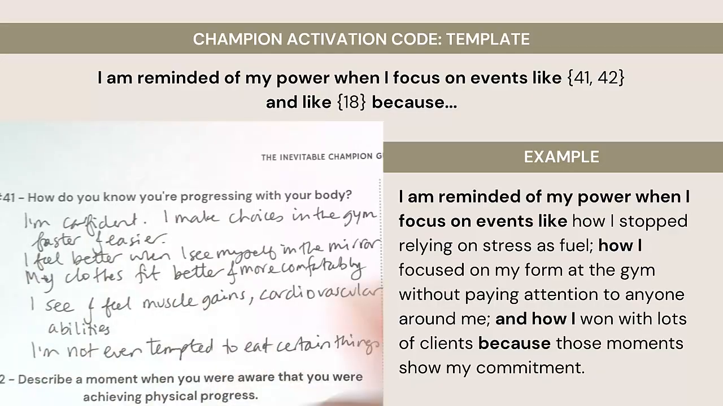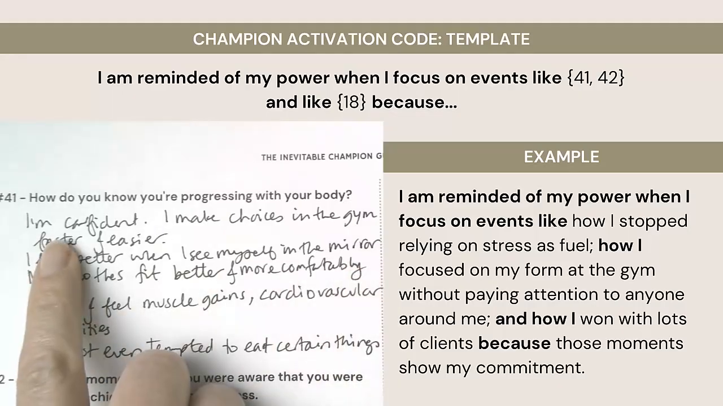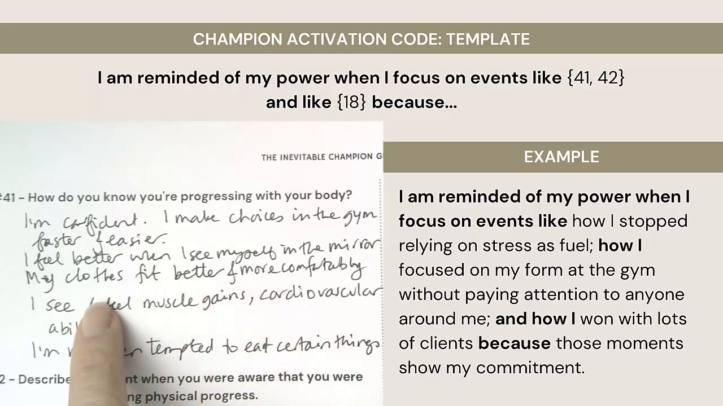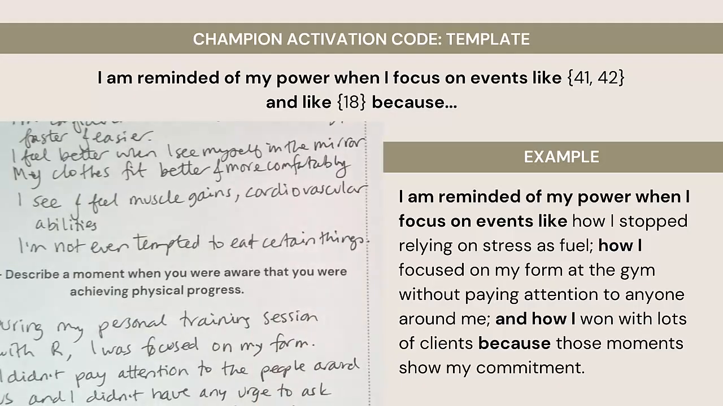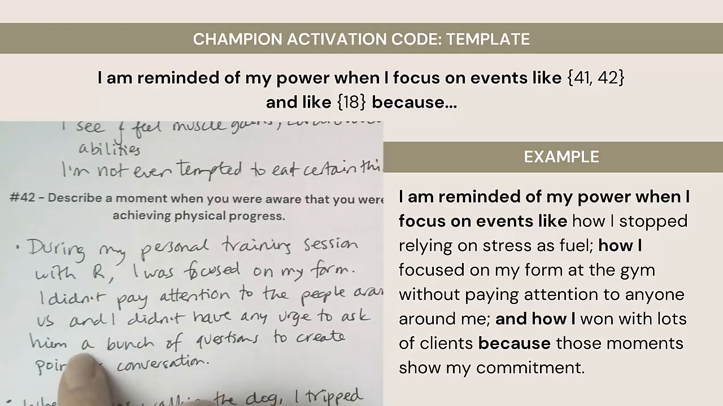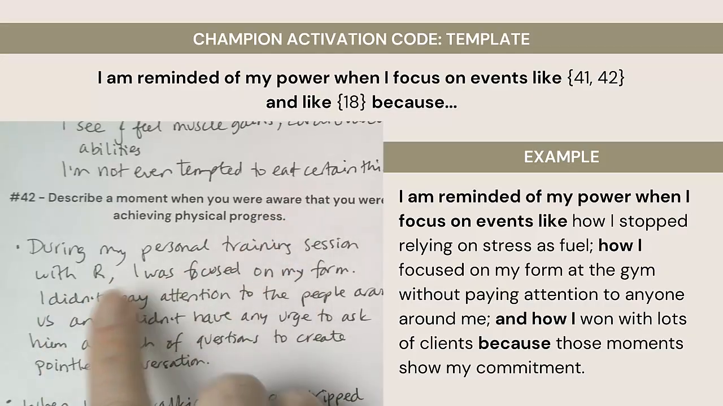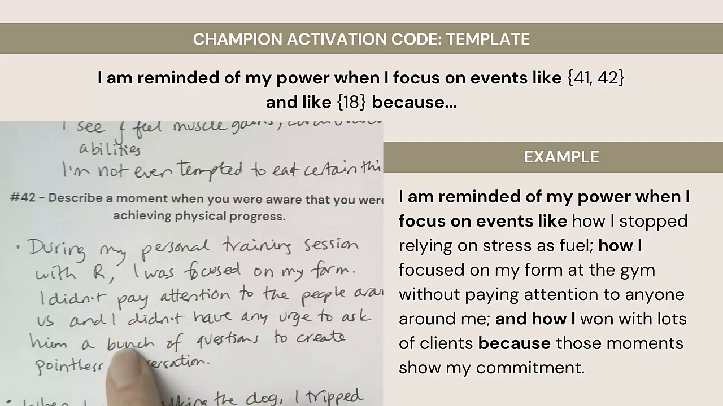If you don't find something in 41, like in this example here, I was just giving generalizations. I'm confident, I make choices in the gym faster and easier, I feel better when I see myself in the mirror, my clothes fit better, more comfortably, I see and feel muscle gains. But there was this one moment that I talked about in number 42 that I was really aware that I was achieving progress. During my personal training session with R, I was focused on my form and I didn't pay attention to the people around us, and I didn't have any urge to ask him a bunch of questions to create pointless conversation. So for me, that felt like a real win.